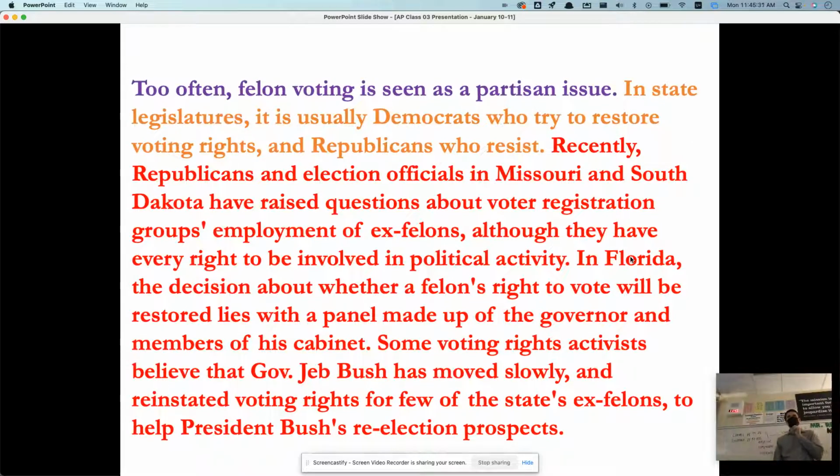Can I have a volunteer to read this aloud, please? Somebody? Go for it, Julie. Thank you.